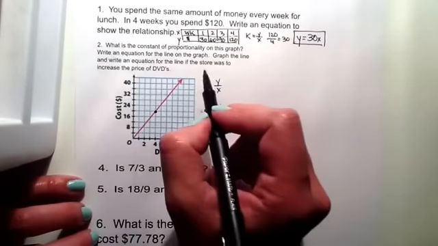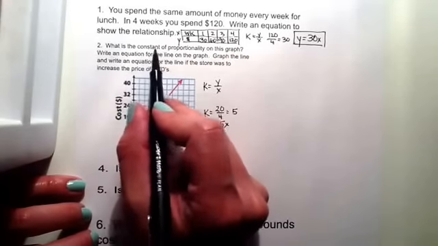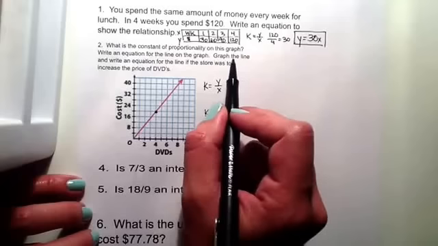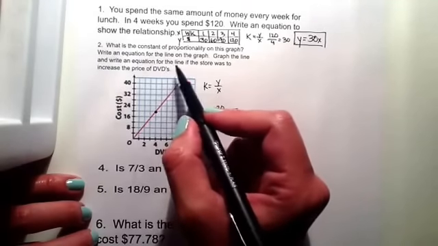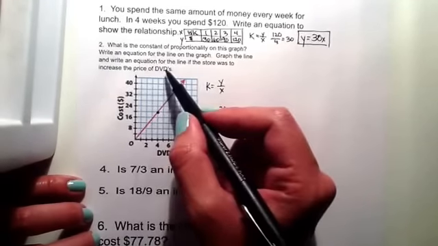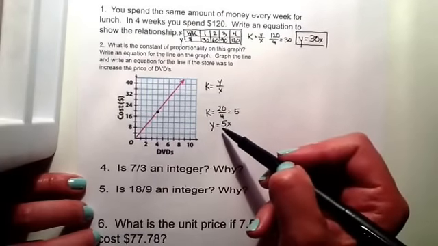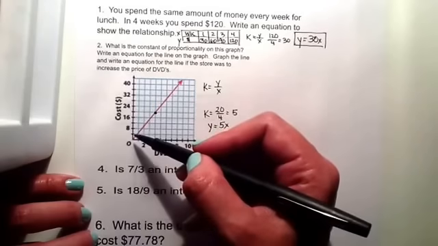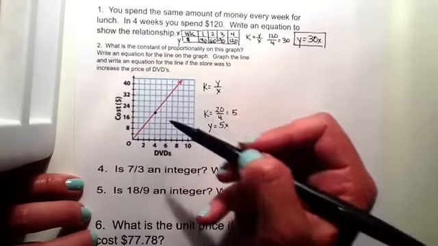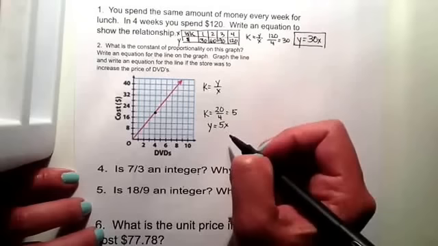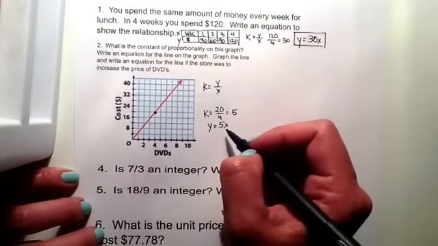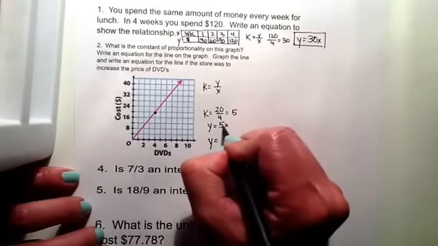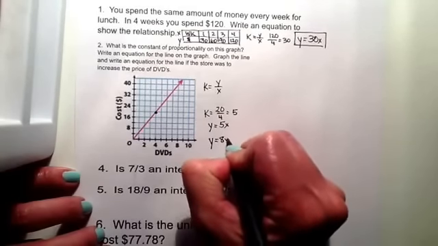Okay, so I wrote the equation, I found the constant. Now it's asking me to graph the line and write an equation for the line if the store was to increase the price. So you can come up with any price you want to increase these DVDs to. You just have to be able to graph it on this graph. So let's say that I want to increase the price to $8 for every DVD. That means that my equation would be, instead of $5 for every DVD, $8 for every DVD.